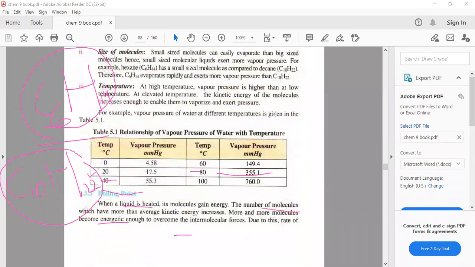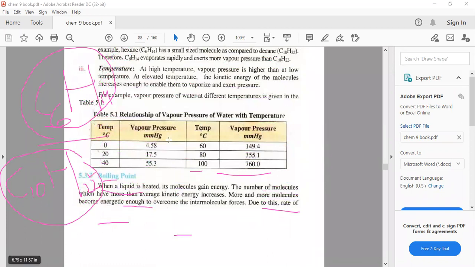Here you can see this table of the vapor pressure of water at different temperatures. At 0 degrees Celsius, the vapor pressure of water is 4.58 mmHg. At 20 degrees Celsius, it's 17.5. And at different temperatures, the vapor pressure of water is mentioned in this table, table 5.1.